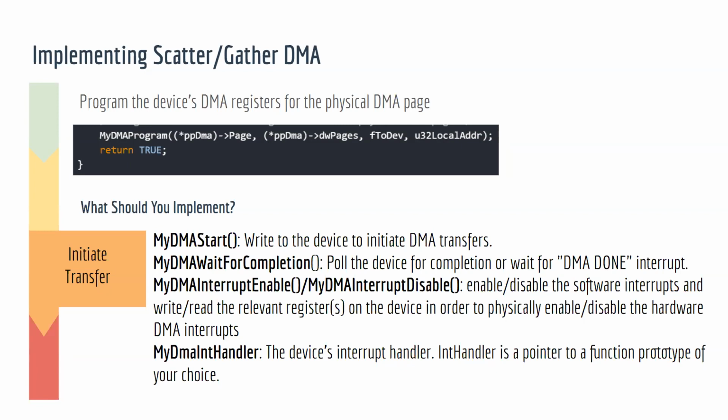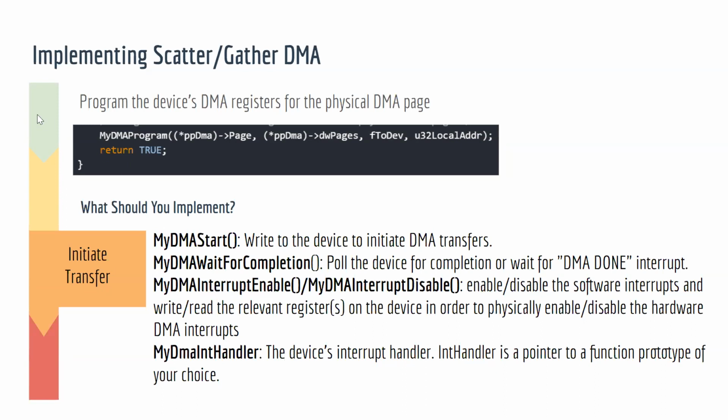Programs the device DMA registers to the physical DMA page. Okay, so the things that should be implemented into the sample code are my DMA start, which writes to the device to initiate the DMA transfer; my DMA wait for completion, which polls the device for completion or waits for the DMA done interrupt; and my DMA interrupt enable or disable, which is only used if you utilize an interrupt handler.